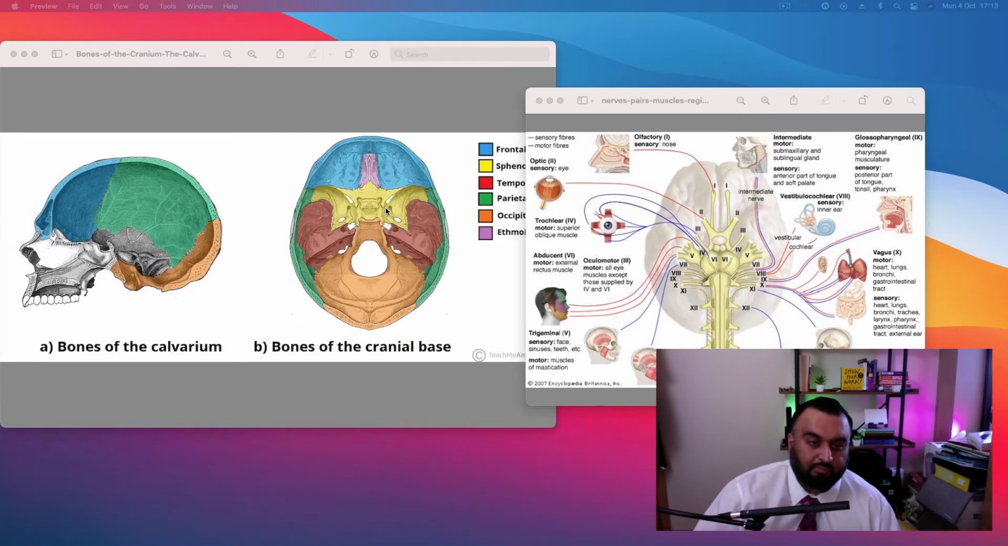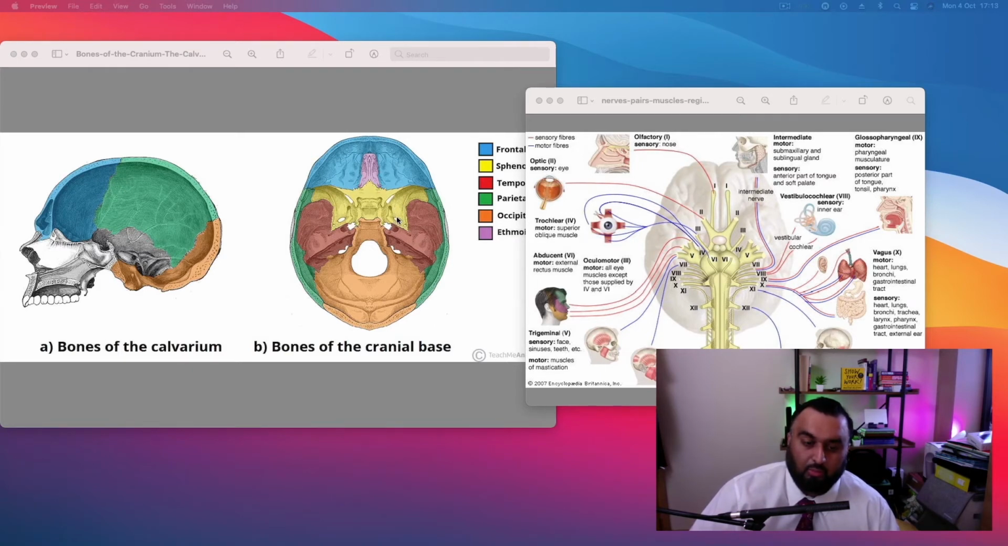And this is different because the maxillary branch, which is the second branch, V2, leaves through the next foramen in the middle cranial fossa, known as the foramen rotundum. The third branch, known as the mandibular branch, leaves through the so-called foramen ovale, right here.